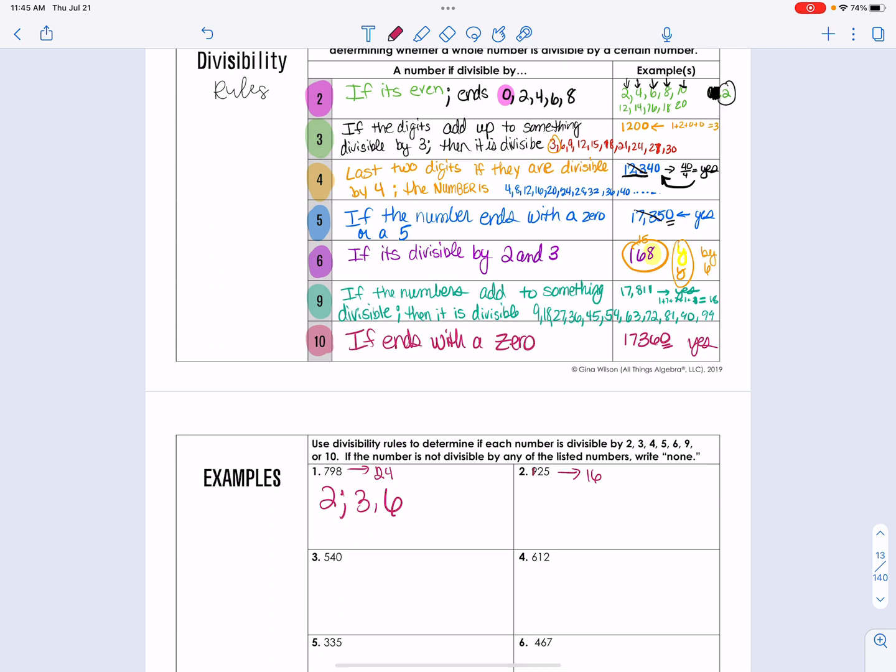If I cover the 9, are the last 2 digits divisible by 4? Nope, so that doesn't work. It does end in a 5, so it's divisible by 5. 2 and 3 don't go into it, and I added it up already, and 9 doesn't go into 16 either, and it doesn't end with a 0. So the only thing that works is 5.